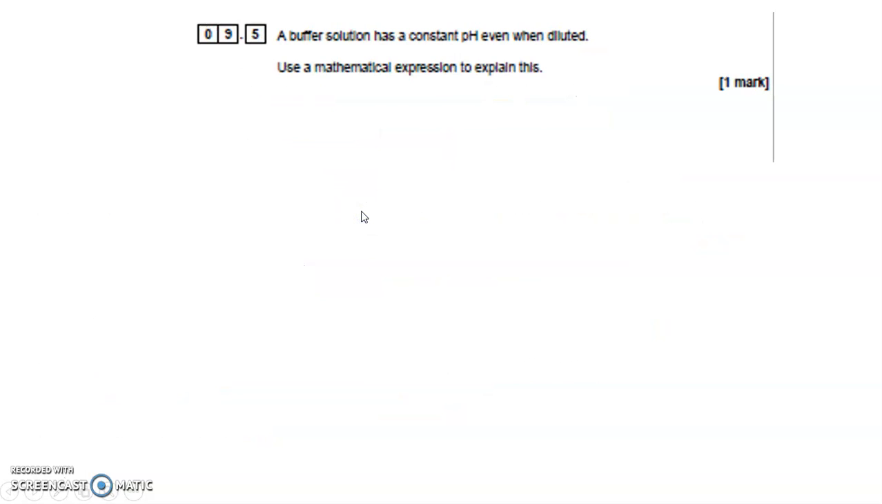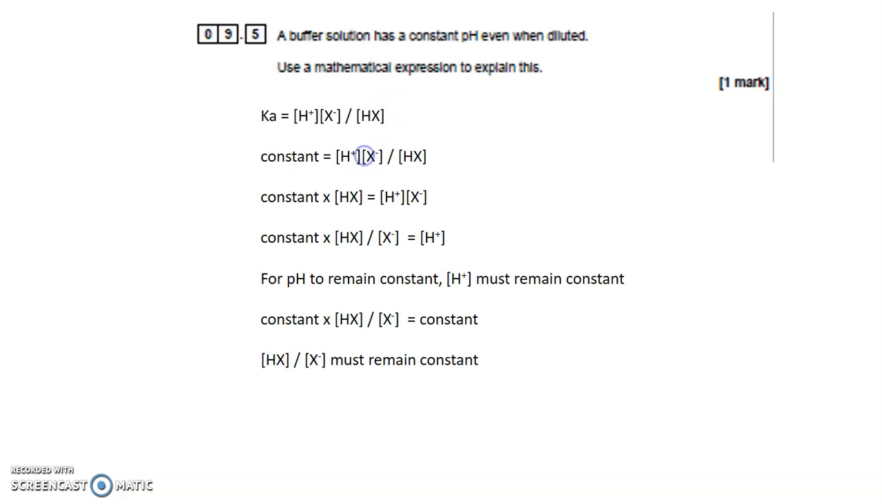A buffer solution has a constant pH even when diluted. Use a mathematical expression to explain this. Ka, the equilibrium constant, is the concentration of H+ multiplied by the concentration of X− divided by the concentration of HX. Ka is a constant called the acid dissociation constant, or the equilibrium constant for an acid. So that's constant. So constant equals H+ multiplied by X− divided by HX.